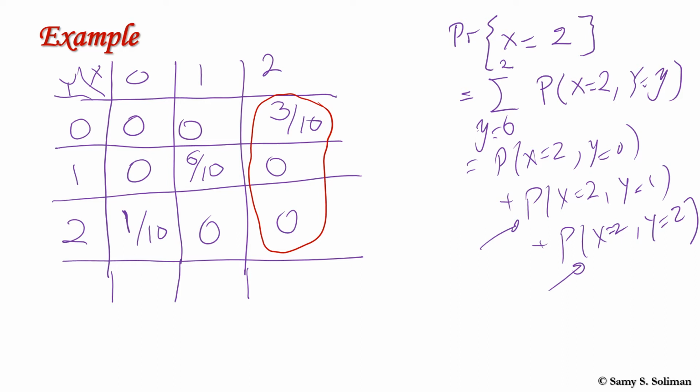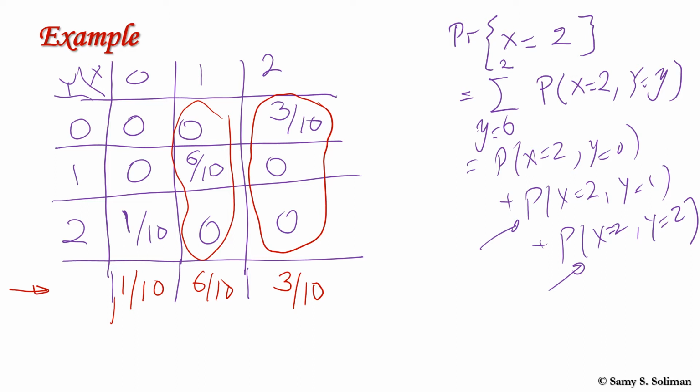So simply, if we add these values, we get 3 over 10. And similarly, if we add these values, we get 6 over 10. And similarly, this is 1 over 10. And these values in this last column represent the marginal distribution of x. Again, this value is the probability that x equals 0. This is the probability that x equals 1, and this is the probability that x equals 2.